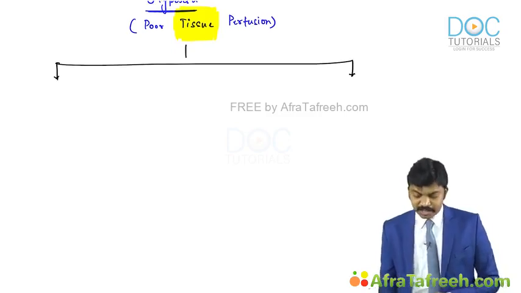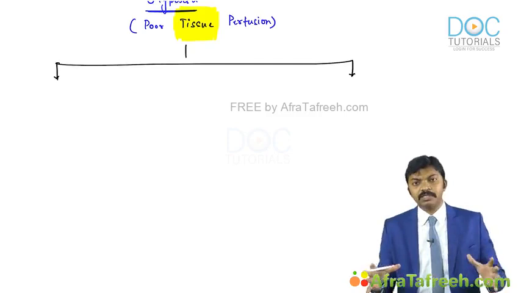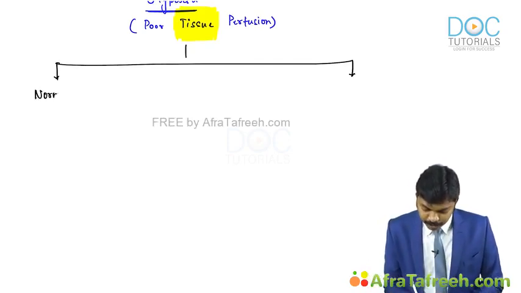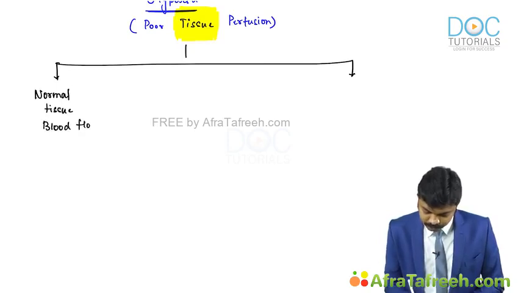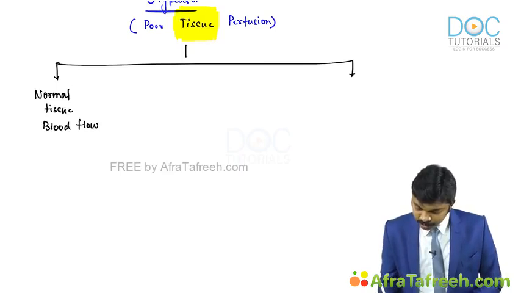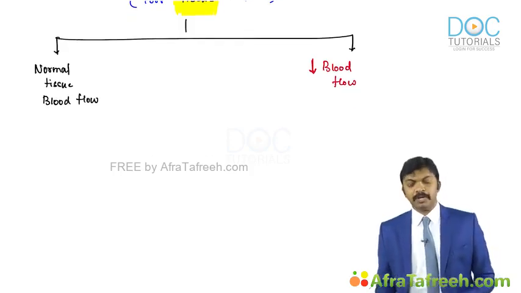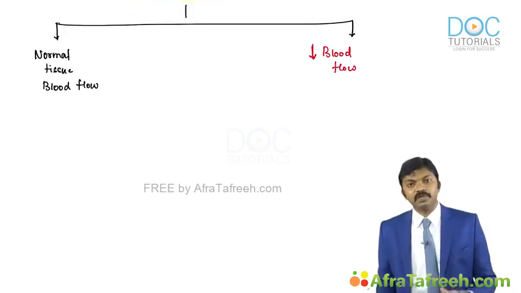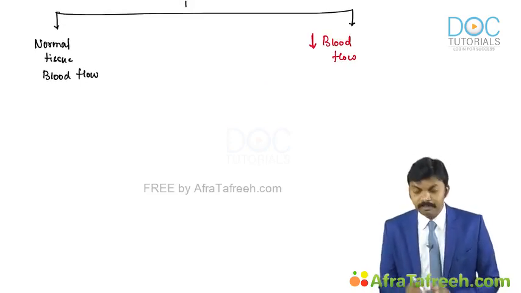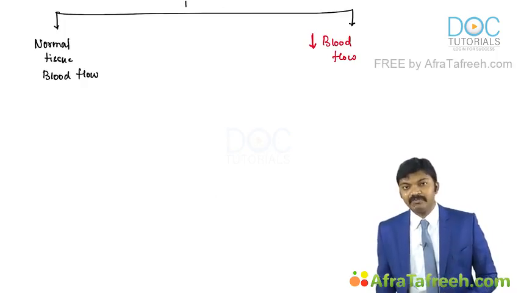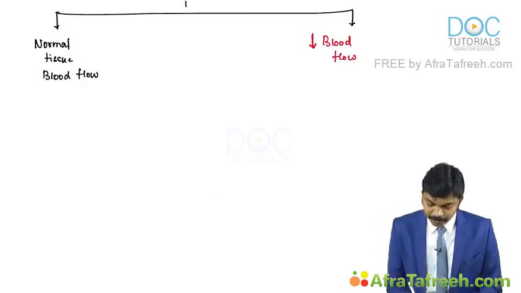Let us take up the first condition and let us divide the causes into two broad categories. The first one is normal tissue blood flow. On the other hand, the blood flow is decreased, reduced blood flow. When the blood flow is normal, what can be the causes of hypoxia, doctors? Here the blood flow is absolutely fine, no problem at all, but still the tissue is not getting enough oxygen. So what can be the causes?